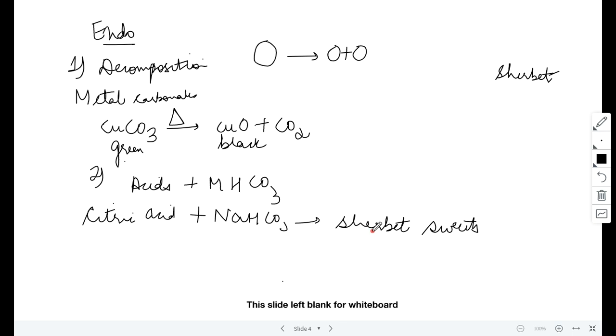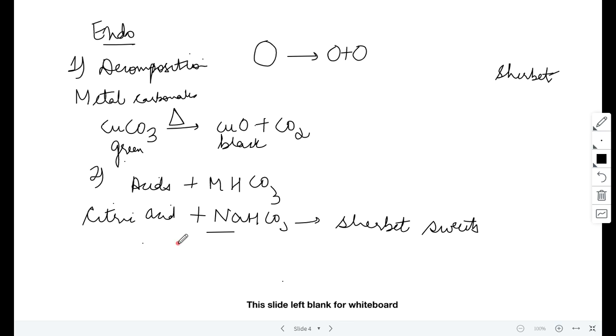You understood? The citric acid plus sodium hydrogen carbonate produces sodium citrate plus carbon dioxide and water. In this, the heat is being absorbed. Is it clear to you?